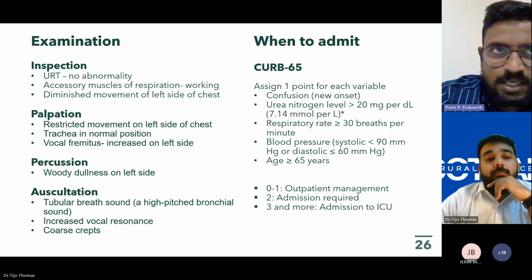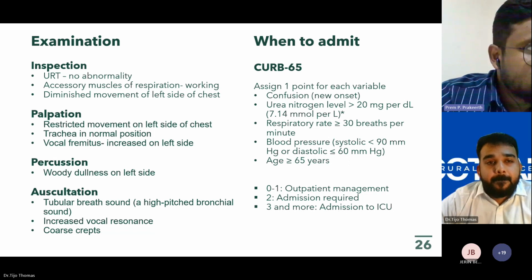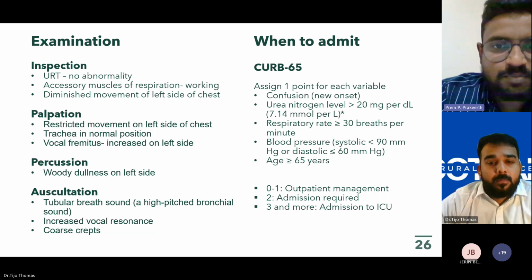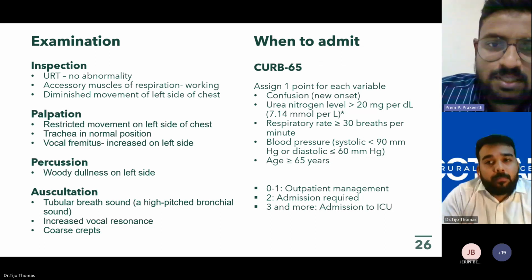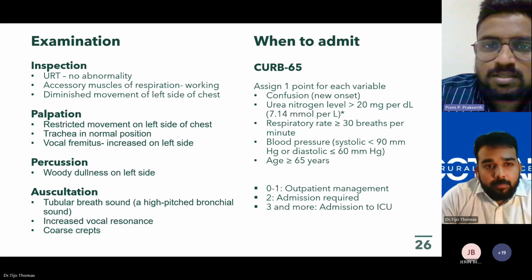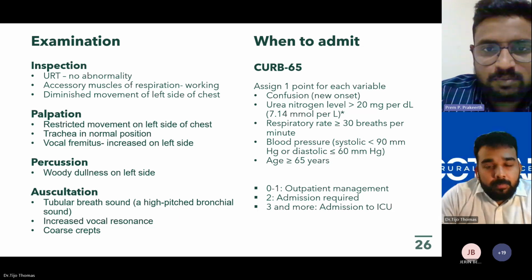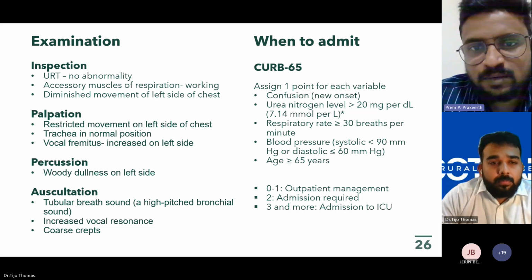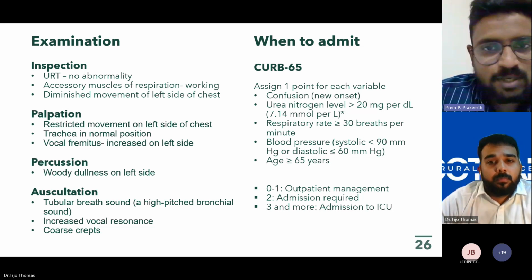Other signs we can look for are increased vocal fremitus. In a peripheral setting, if you don't have much facility for a lung scan or an ultrasound or a chest X-ray, you can just do all these clinical examination methods. You can check vocal fremitus, whether it's increased or not. You can percuss and see whether there is dullness on that side. On auscultation, with a dense consolidation, you'll get a high-pitched bronchial breath sound, basically tubular bronchial breath sounds, with coarse crepitations. So all these things you can use to diagnose pneumonia clinically.